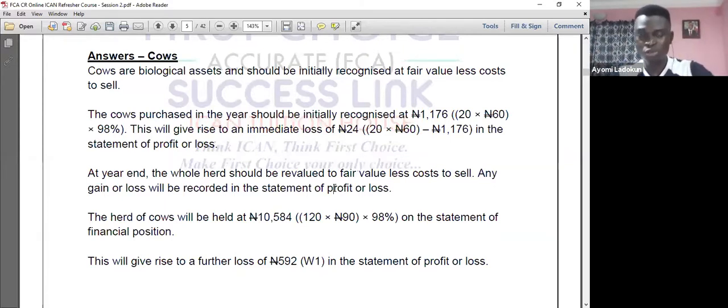So IAS 2 will continue to apply. So the initial measurement of agricultural produce will now be the deemed cost for the purpose of IAS 2.